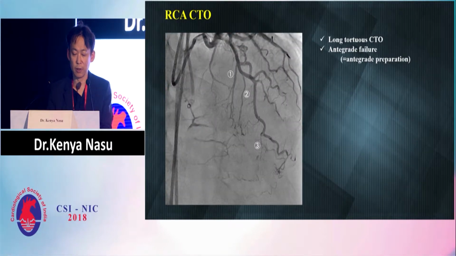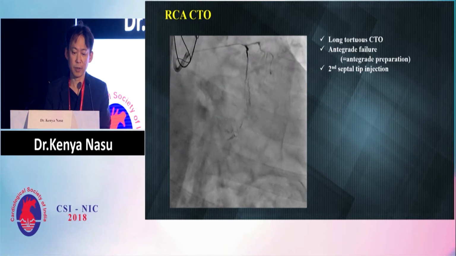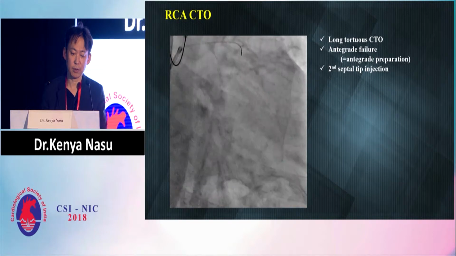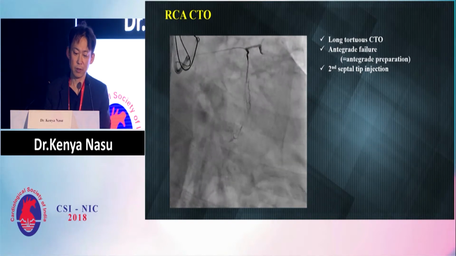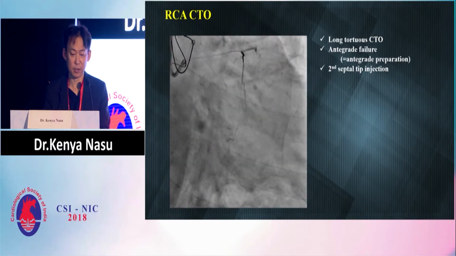So this is the septal channel connection. The second septal seems to be connected, but the channel itself looks very tortuous. The first one and the third one are also very misty. So I started channel negotiation from the second septal. This is the tip injection of the second septal. You can see a very corkscrew type of channel with some connection to the PD branch.